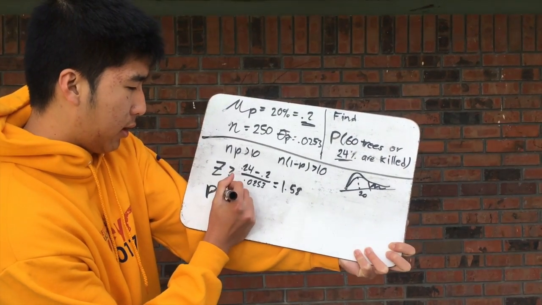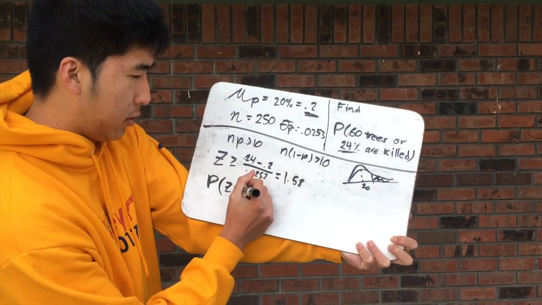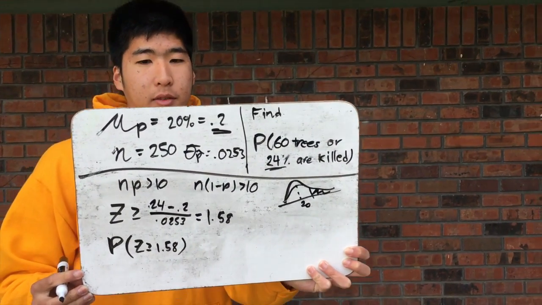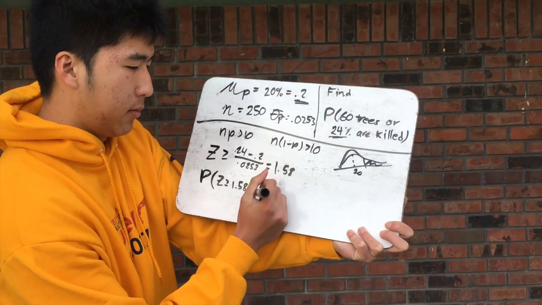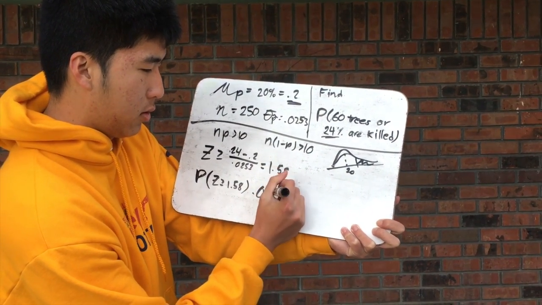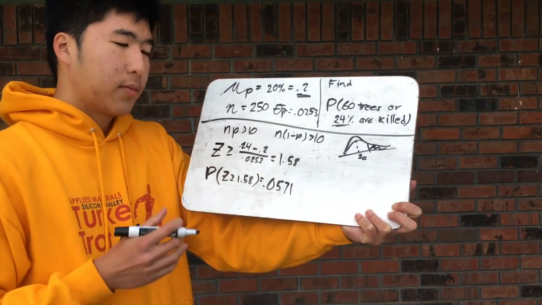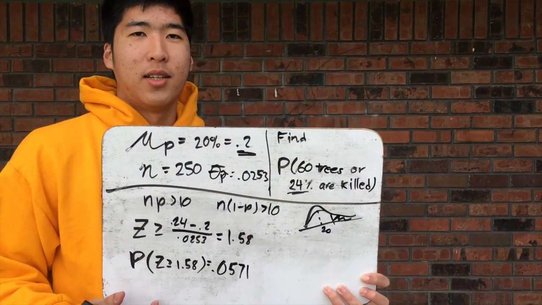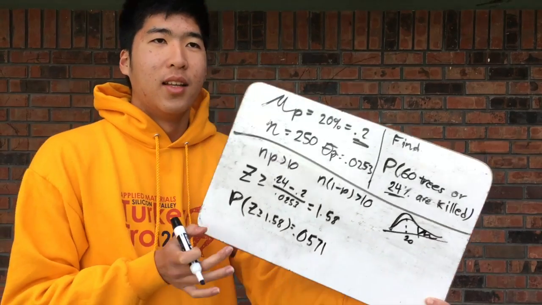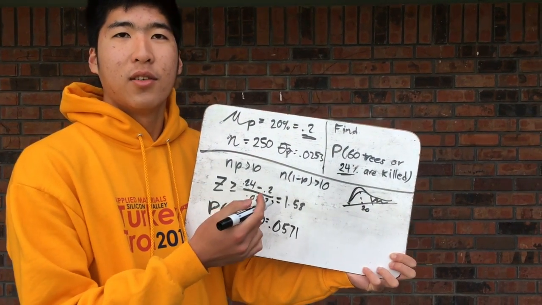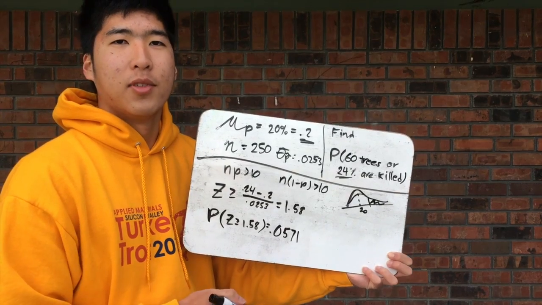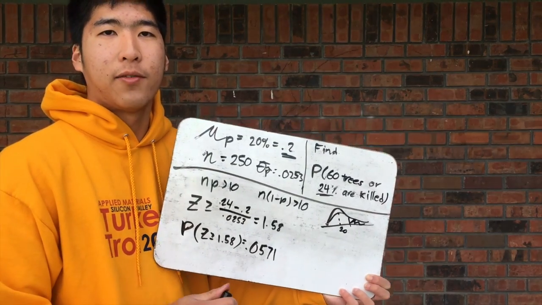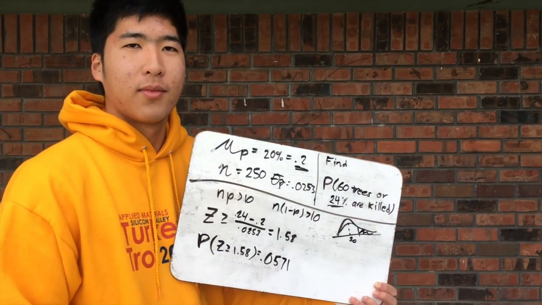P of Z greater than or equal to 1.58. If you use Table A or a calculator, that should round to 0.0571. Now then, as any good statistician, you need to take this number and write it into a sentence. The probability that 60 trees, or 24% of our sample, is killed is equal to 0.0571, or a 5.71% chance.